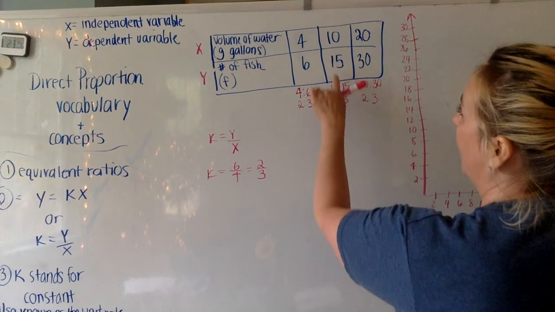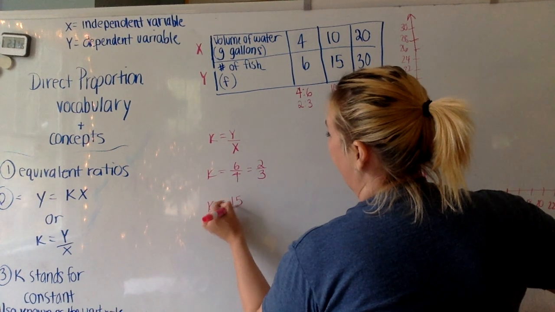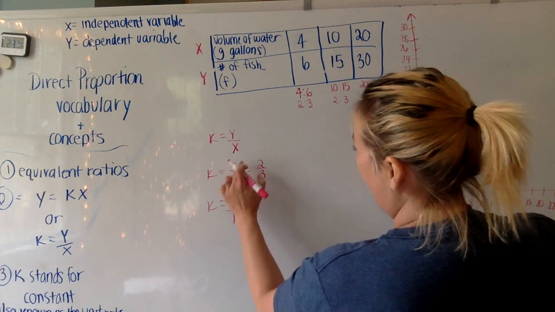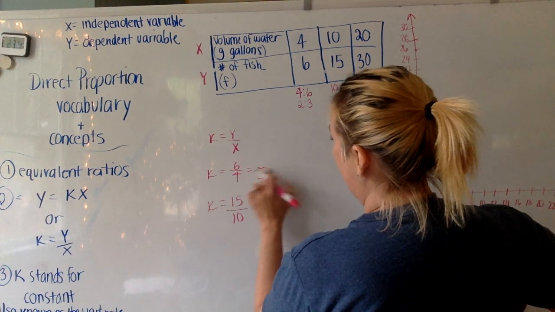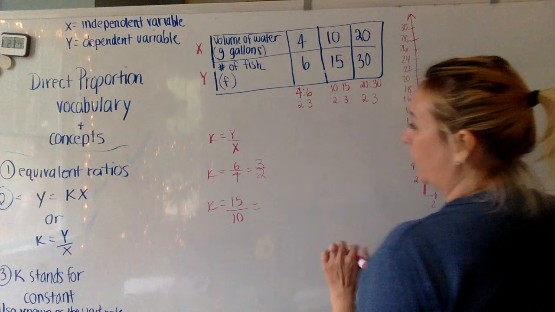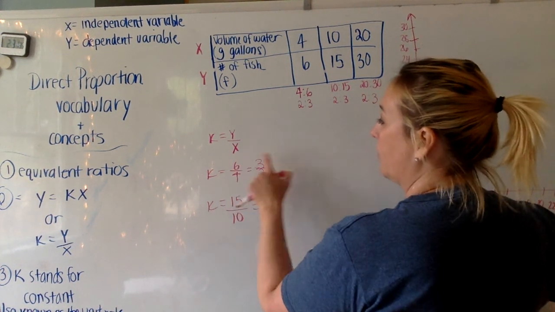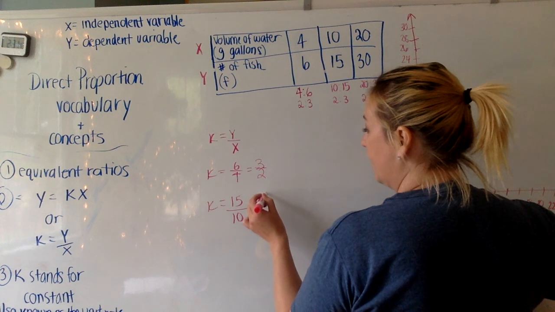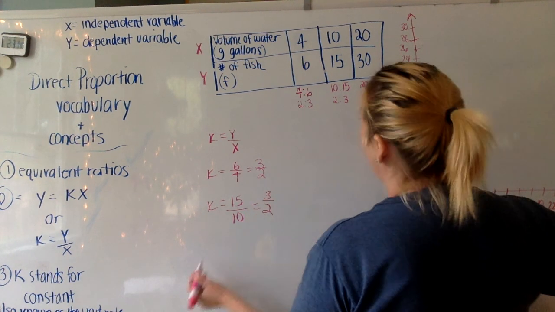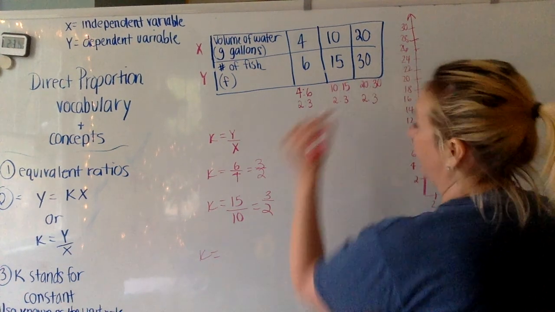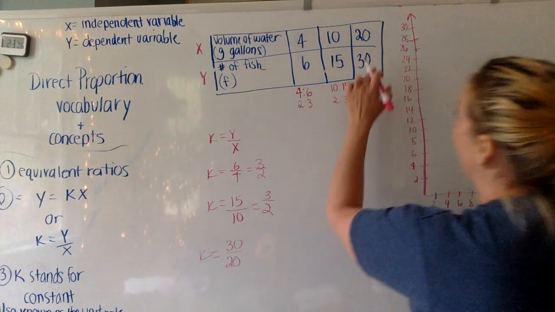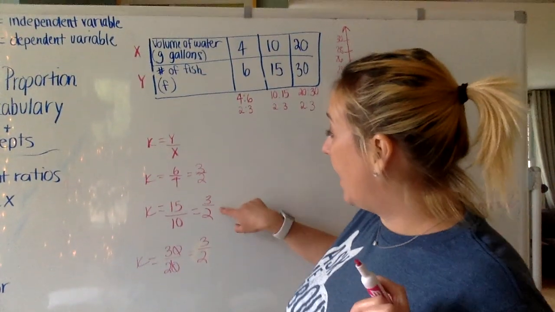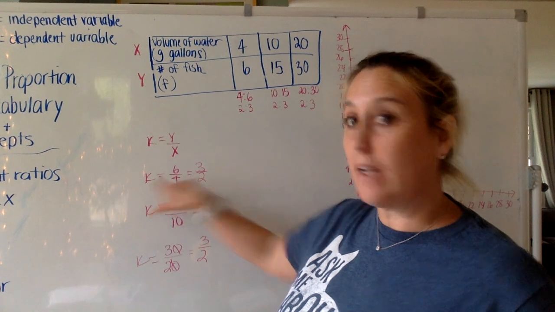In this one, k was equal to 15 over 10, which, of course, did I miss that? 6 goes into 3 twice. Did I reverse these? Oh, sorry about that. 3 over 2, I'm sorry. If we were in class, you would have corrected me. 6 divided by 2 is 3, 4 divided by 2 is 2, that's why. Same thing here, 15 divided by 5 is 3, 10 divided by 5 is 2. I go over here, k equals 30 over 20, and of course 30 over 20 can be reduced to 3 over 2. So all of these proved that our constant of proportionality, our k, is 3 over 2.